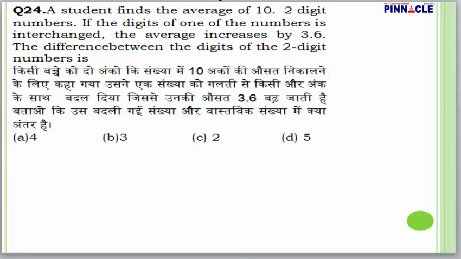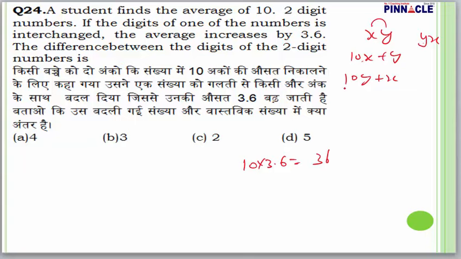Next question, question number 24. A student finds the average of 10 two digit numbers. If the digits of one of the numbers are interchanged, interchange means if this is xy, then you can write 10x plus y, and this would become 10y plus x if interchanged, like xy to yx. The average increases by 3.6, which means the total increase would be 10 into 3.6, that is 36. The difference between the digits of the two digit number, the difference between x and y, would be how much?